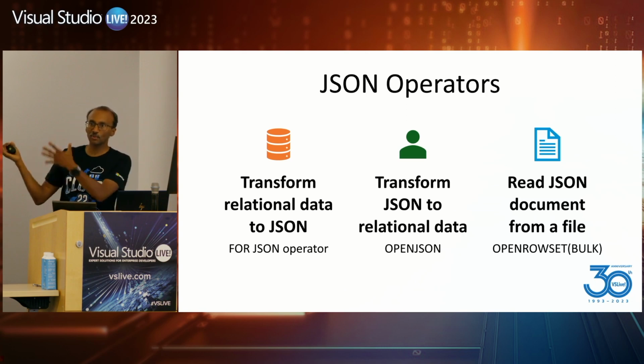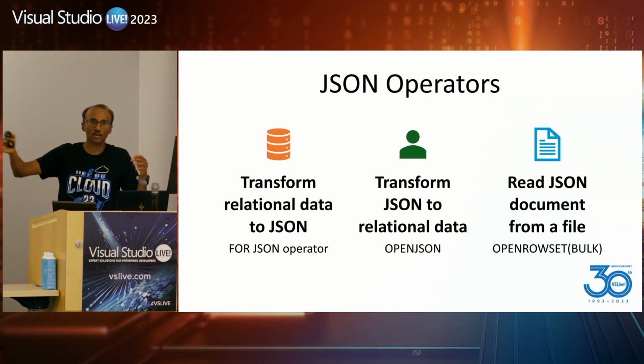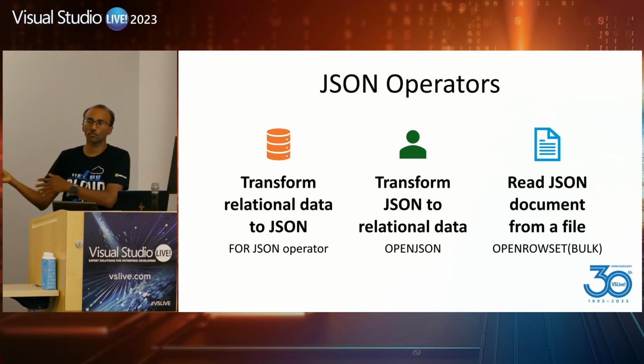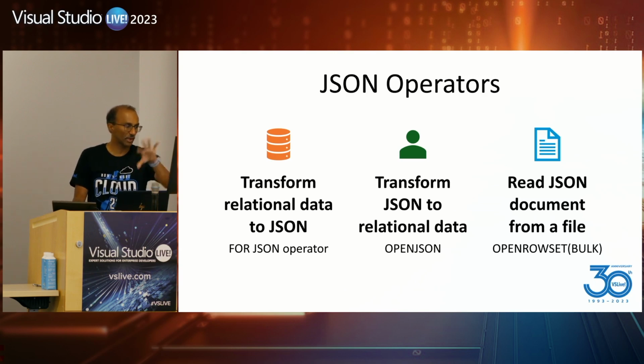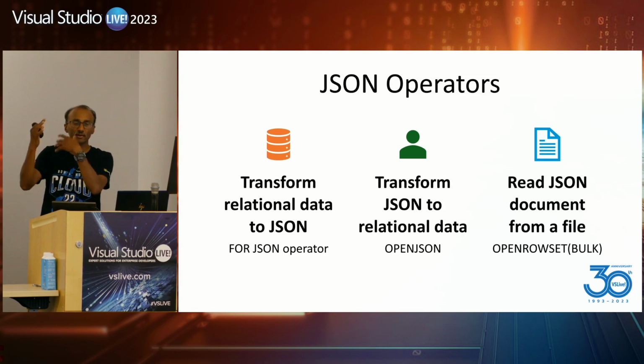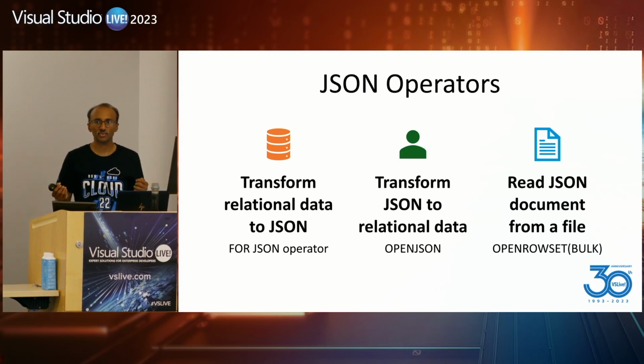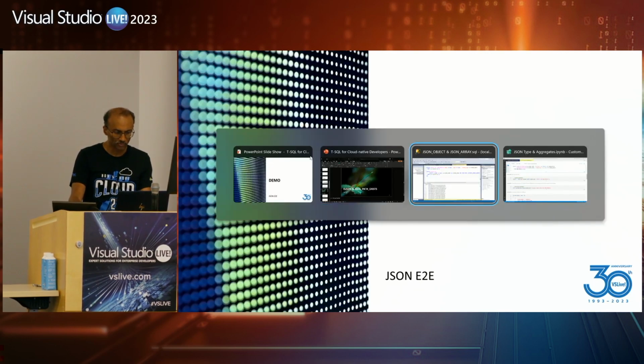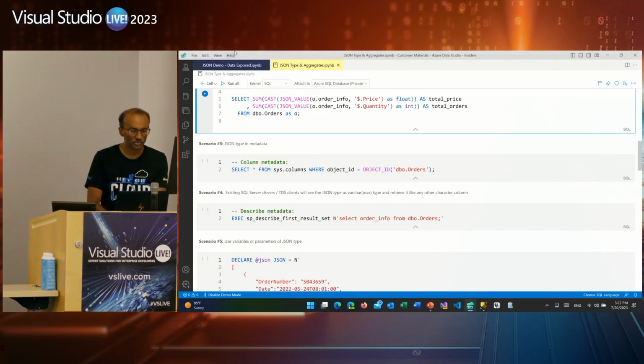In some cases, maybe you take the JSON and you want to store it in relational format. In other cases, you have relational data and you produce a JSON document, right? So you have both the functions. And the last one is OPENROWSET BULK to read a file which contains JSON and then you can do something with it, right? So these are standard capabilities. So now let's look at how some of these look.